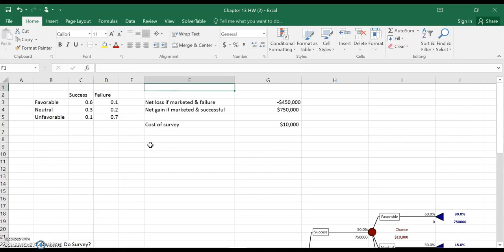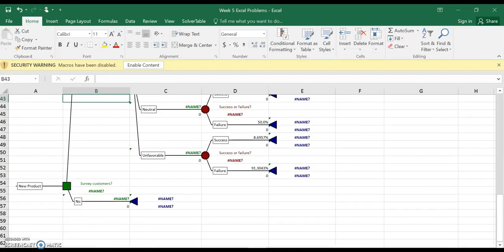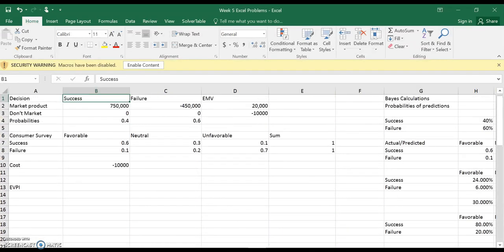All right. I need to show you how to do the expected value of perfect information. So we did the expected value of sample information last week. If you need a refresher on that, go watch the live lesson from last week. The link is in the comments on your course shell. All right, so your expected value of perfect information. So here's the deal. Here's the information that you need.